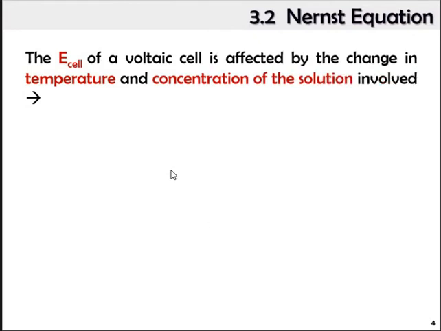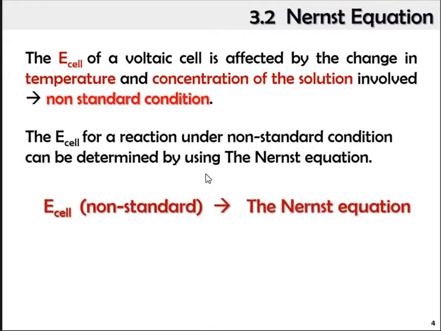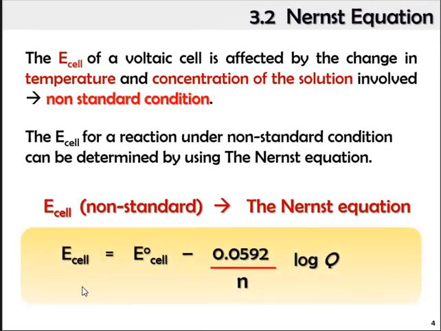So the E cell of a voltaic cell is affected by the change in temperature and concentration of the solution involved in non-standard condition. The E cell for a reaction under non-standard condition can be determined by using the Nernst equation. The Nernst equation is given by E cell is equal to E naught cell minus 0.0592 over n log Q.